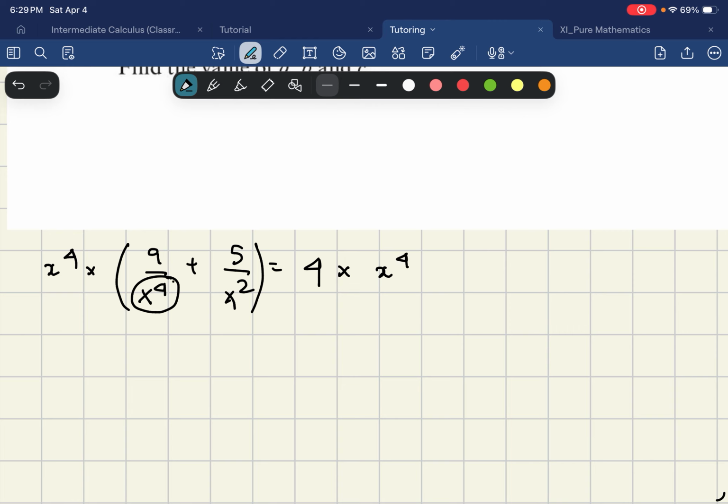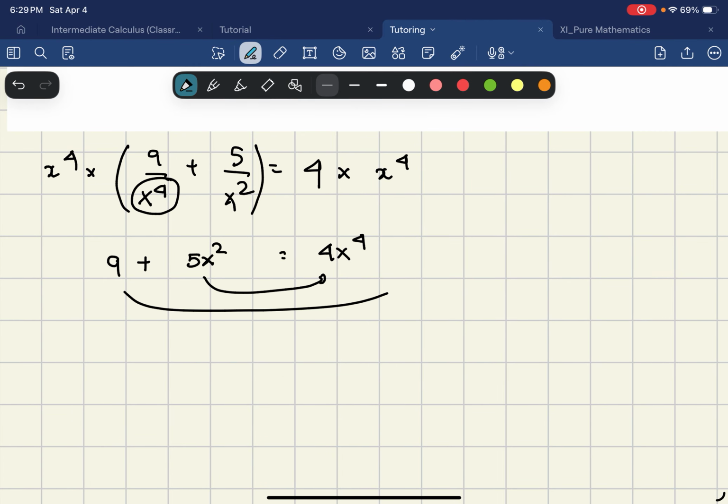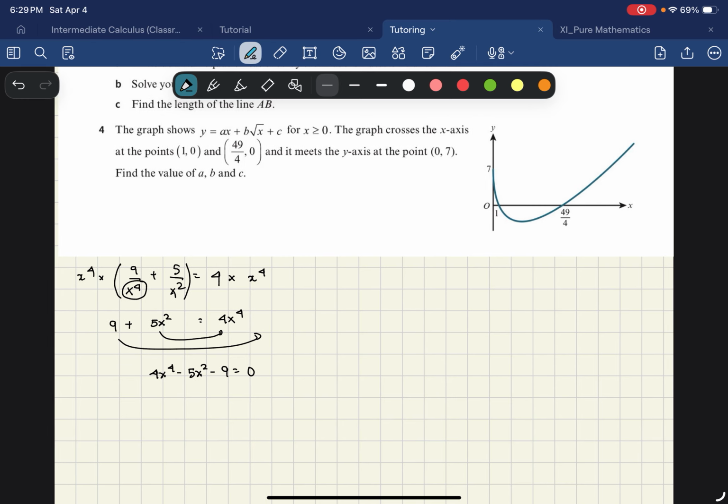So x to the power 4 times 9 over x to the power 4 cancels out with the denominator, so you just get 9. Plus you have x to the power 4 times 5 over x squared. You have 4x to the power 4 on the right-hand side. And remember, x to the power 4 divided by x squared is just going to give you x to the power 4 minus 2, which is just x squared. That is using the laws of exponents, right? So you get 5x squared, and then you send this to the other side. So 4x to the power 4 minus 5x squared minus 9 is equal to 0.